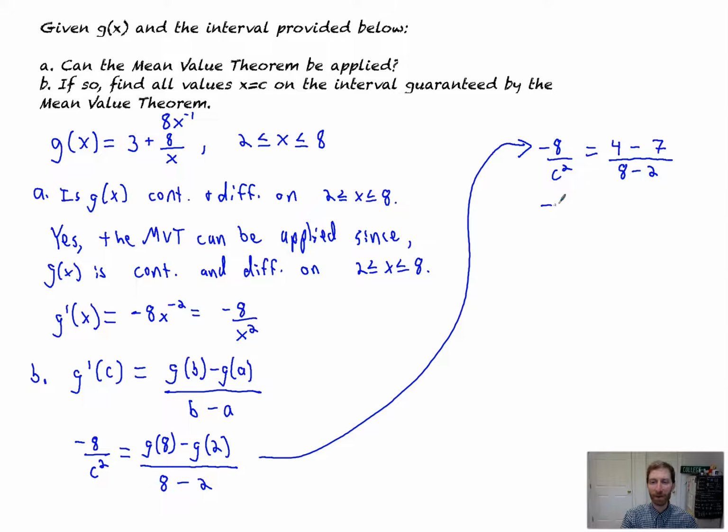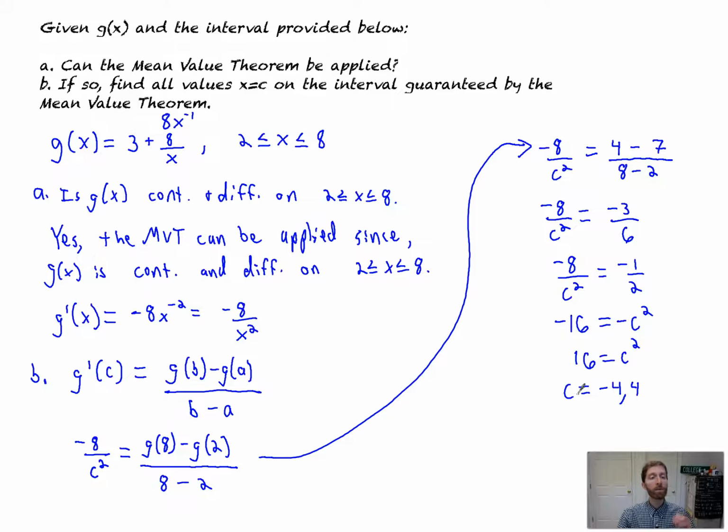All right, we're almost there. So negative 8 over c squared is equal to 4 minus 7, negative 3, over 8 minus 2, 6. Let's simplify this down. Negative 8 over c squared is equal to negative 1/2. So let's do a little cross multiplication, shall we? We're going to get a nice answer. So we'll get negative 16, 2 times negative 8. Negative 1 times c squared is the opposite of c squared. The negatives drop. We'll get 16 equals c squared. And you'll actually get two answers. You'll get c equals plus or minus 4. Now, remember, the mean value theorem guarantees such an x value only on the interval from 2 to 8. So our answer is c equals 4, since negative 4 is not on that interval.